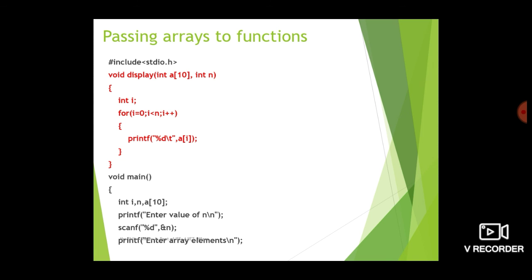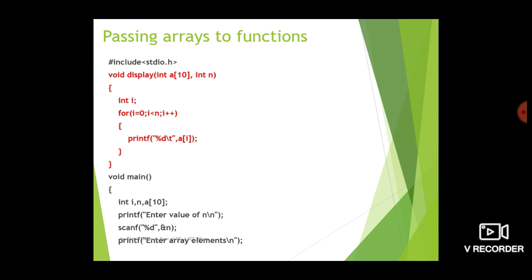So void display, int a[10]. So here when we write, we need to define the data type, and we need to mention that it is an array. So int a[10] comma int n. So just this is the only important thing we need to remember. So in the function definition, we need to mention it as an array.